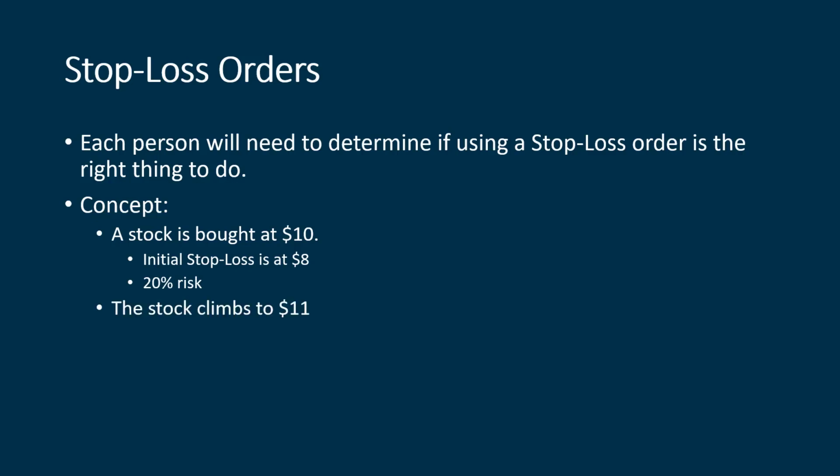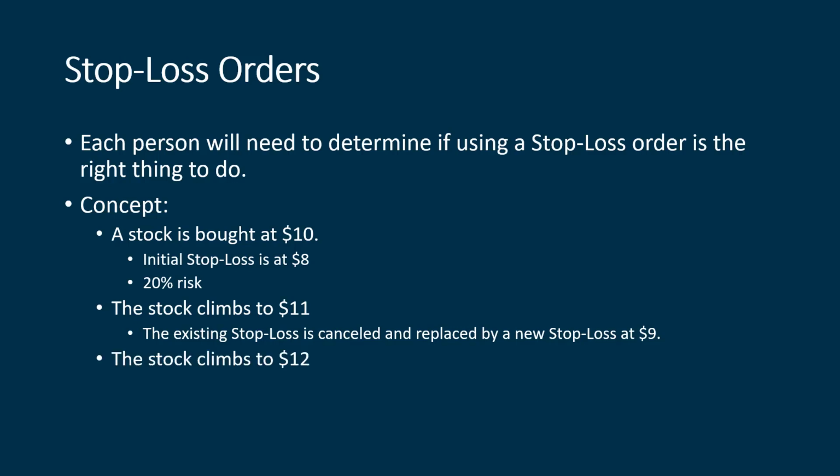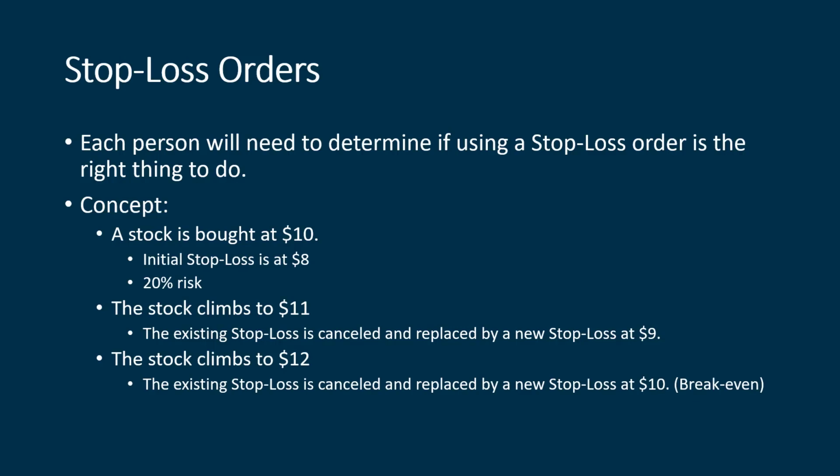So let's say now you're right and the stock climbs to $11. You bought it at 10, it's up to 11. So what do you do? The existing stop loss is canceled, the one at 8, and you replace it with a new stop loss at 9. So now instead of having a 20% risk, you've lessened that to a 10% risk. And what happens if the stock climbs to 12? Now this could happen in a few days, or it might even be a few years before this actually unfolds. I'm just trying to show you the concept. The existing stop loss is canceled and then replaced by a stop loss at 10. So you got in at 10. The price is now at 12. You set a stop loss at 10, so now you're at break even. And believe me, this is a nice place to be. To know that other than slippage and commissions, you're going to break even at that point.